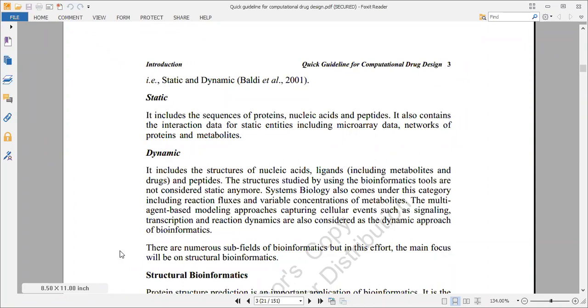Systems biology also comes under this category, including reaction fluxes and variable concentrations of metabolites. The multi-agent based modeling approaches capturing cellular events such as signaling, transcription, and reaction dynamics are also considered as the dynamic approach of bioinformatics. There are numerous subfields of bioinformatics, but in this effort, the main focus will be on structural bioinformatics.